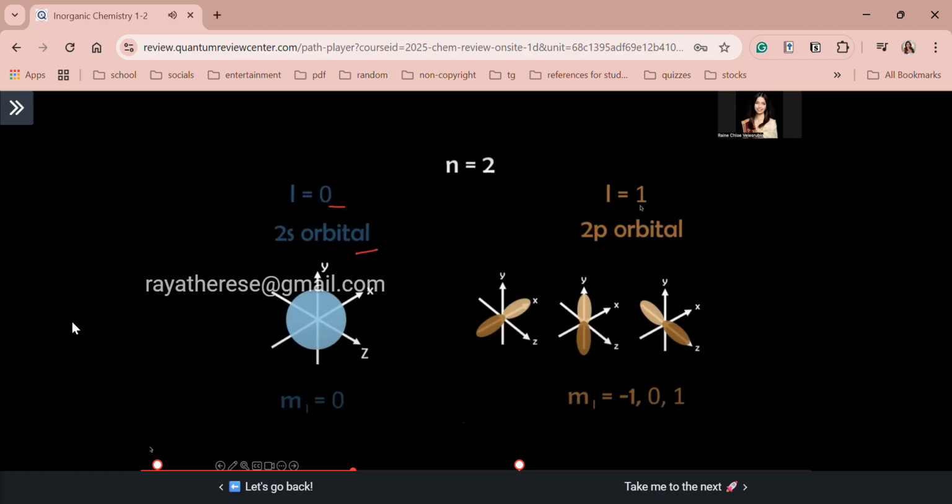Now for the L is equal to 1, it corresponds to a p subshell. Kaya tinatawag natin siya 2p orbital. And there are three different orientations for the p orbital. Ito, ito, and ito. And each of them is designated a magnetic quantum number. -1, 0, and 1. Okay? Kayang-kaya guys, right? Okay, so let's proceed.